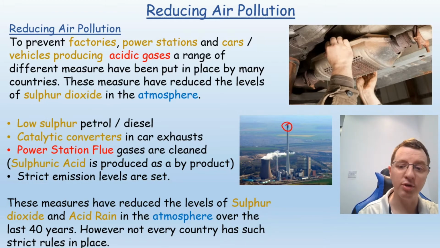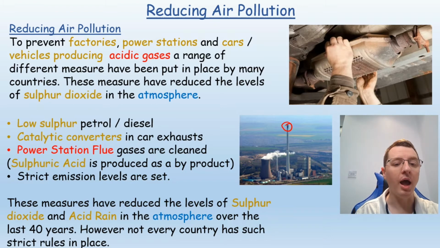Here you can see one on the top of the chimney here. This is actually quite useful because sulfuric acid is produced as a byproduct, and that sulfuric acid can then be kept and used in the chemical industries. And then the government sets strict emission levels and will fine any companies that breach these emission levels. These measures have reduced the levels of sulfur dioxide and acid rain in the atmosphere over the last 40 years. However, as I've already mentioned, not every country has such strict rules in place.